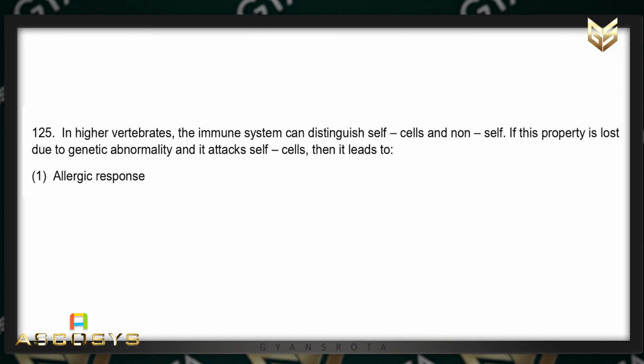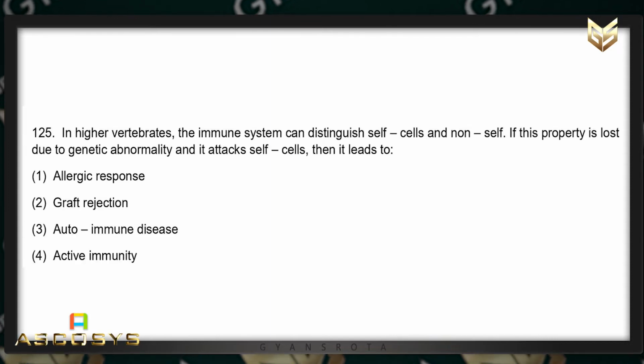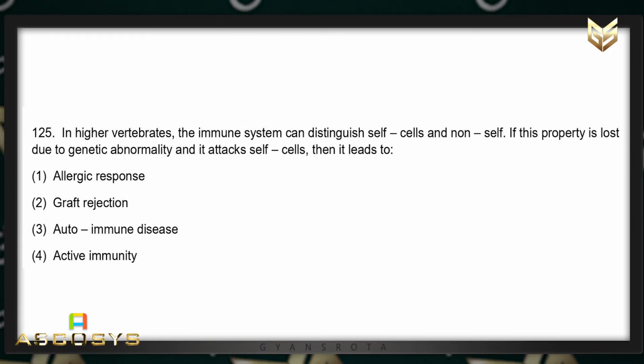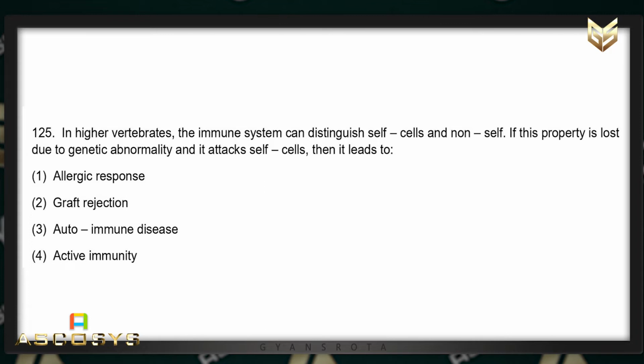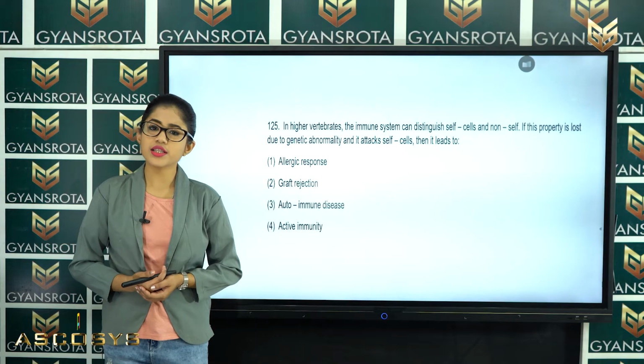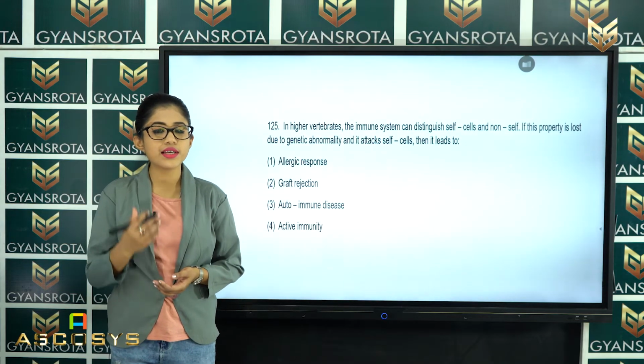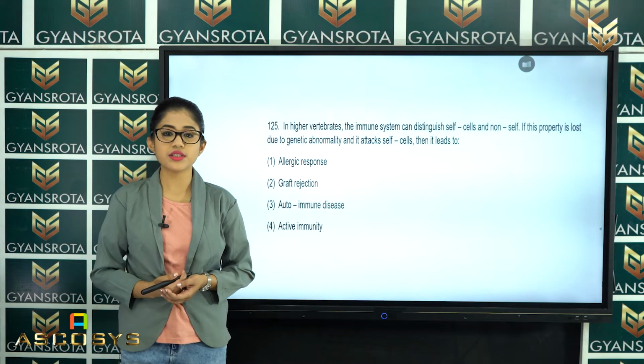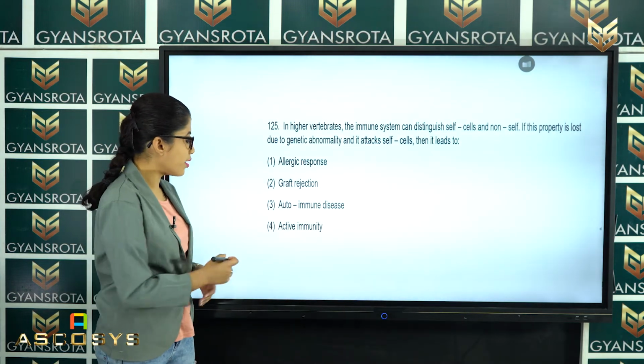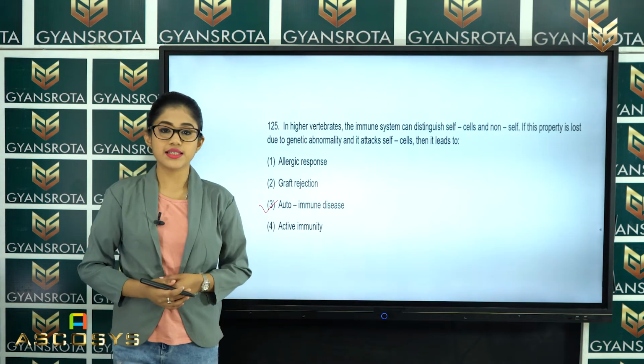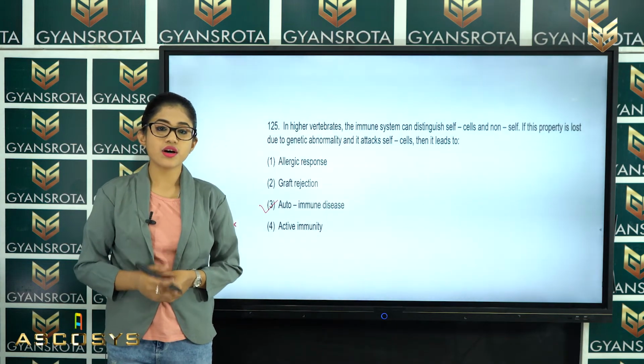In higher vertebrates, the immune system can distinguish self cells and non-self. If this property is lost due to genetic abnormality and it attacks the self cells, then it leads to, there are four options given, allergic response or graft rejection or autoimmune disease or the active immunity. So, in the chapter Human Health and Disease, we have clearly described about this. You can refer to that chapter. So, the correct answer is option number 3, autoimmune disease. So, that is the correct answer of this statement.